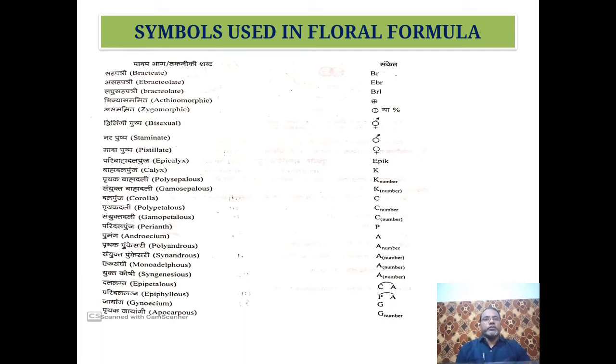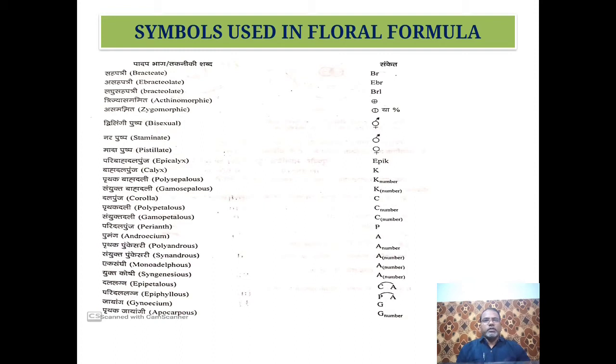Here are some symbols used in floral formula: BR for bracteate, EBR for ebracteate, BRL for bracteolate, circle with plus sign for actinomorphic, circle with a single vertical line or the sign of percentage for zygomorphic, circle with an arrow above and a plus sign below for bisexual flower, circle with arrow above for male flower, circle with plus sign below for female flower.